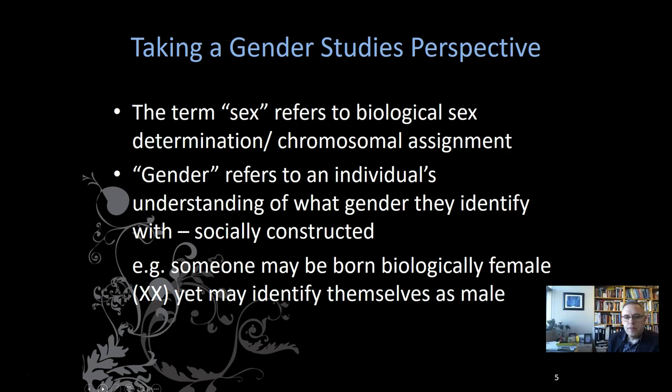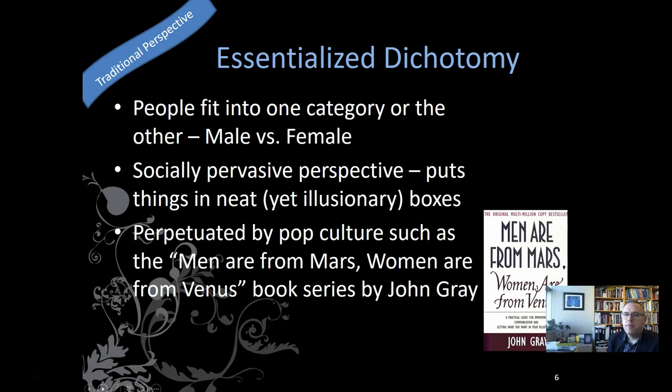So someone may be born biologically female, for example, with 2 X chromosomes, yet may identify themselves as male. And that person would be called a transgender man, possibly. Okay, so where did this idea of dichotomy come from?